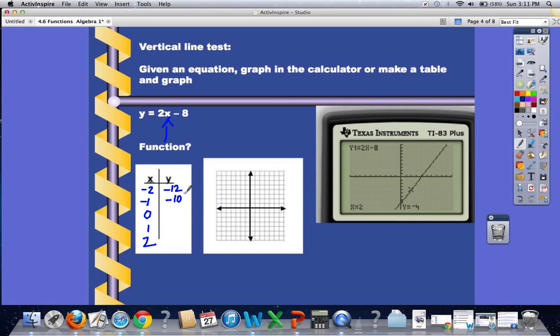Seems like we did this problem already. Plug in 0 for X and you get 0. 0 minus 8 is -8. Plug in 1, so you get 2 times 1 is 2. 2 minus 8 is -6. And then you plug in 2. 2 times 2 is 4. Minus 8 is going to be a -4.